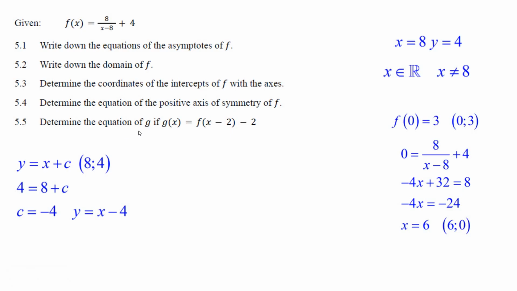Determine the equation of g if g of x equals f of x minus 2. That means we shifted, we would do a horizontal shift. We would move the hyperbola 2 to the right and 2 down. Well, all you do is take away 2 from that minus 8. It becomes minus 10. And instead of 4, you subtract 2. You just do what it says to do here to turn it into the new function g of x. And that's all there is to it.